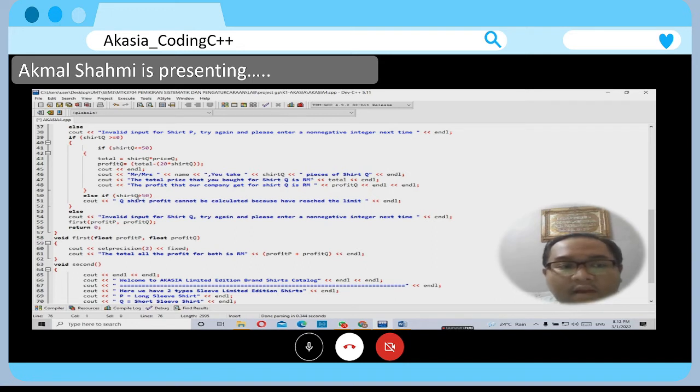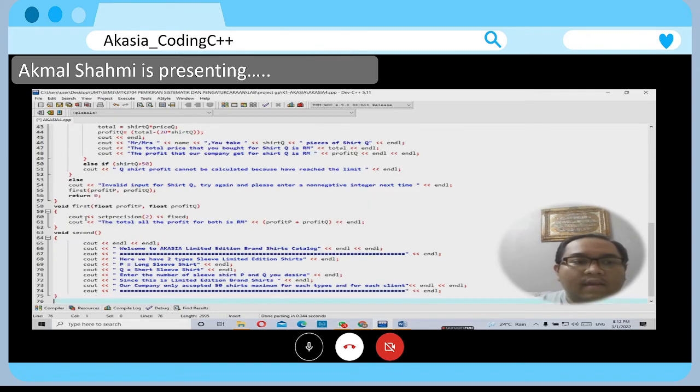And then else if shirt Q is more than 50, Q shirt profit cannot be calculated because it reached the limit. Same as well, means 0, or should I say breaks the rule, so we don't count it. And then else if we insert a negative number, it will say invalid input, and try again, please enter a non-negative integer next time. And then we're using another function call, which is first with profit P and profit Q. Later on I will show it. And then return 0, and then we complete the int main part.